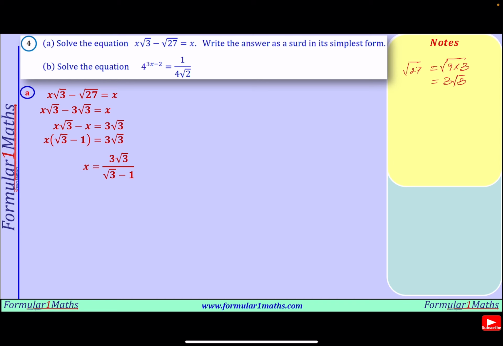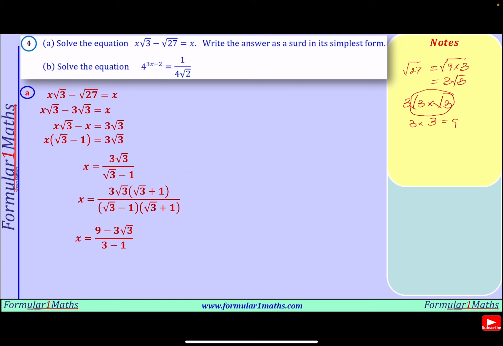All I have to do now is to rationalize the denominator by multiplying both numerator and denominator by the conjugate of root 3 minus 1, which is root 3 plus 1. So we do that, and then we multiply out. So 3 root 3 times root 3 will give us 9, because 3 root 3 times root 3, that is 3 times 3, and that's 9. And so I'll get 9, and then 3 root 3 times 1 is 3 root 3.